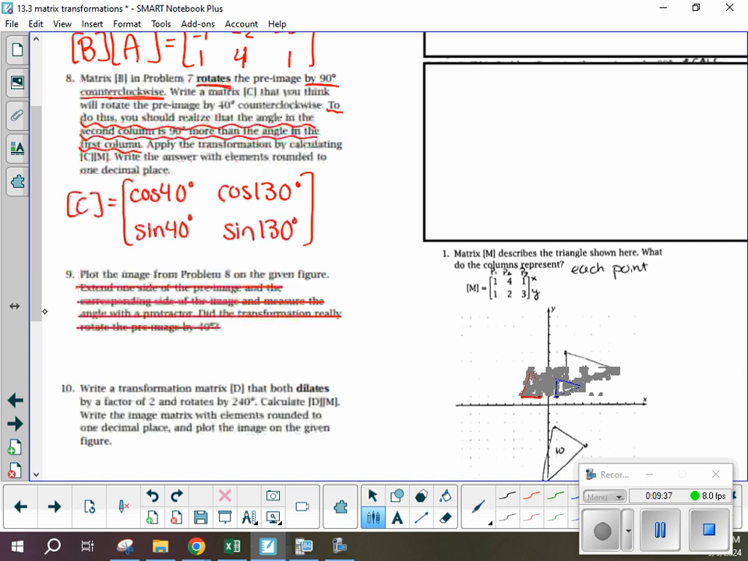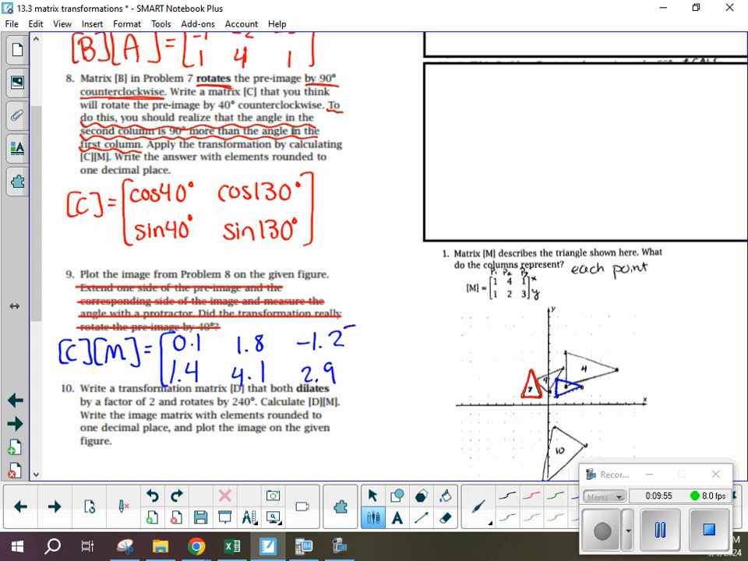If you want to peek at my board, I'm going to write down, while I have some space here in number 9, what the product C times M is, and I'll round them so that we can plot them. So our first point is about 0.1, 1.4, 1.8, 4.1, and negative 1.2, 2.9. Okay, so go ahead and plot those.